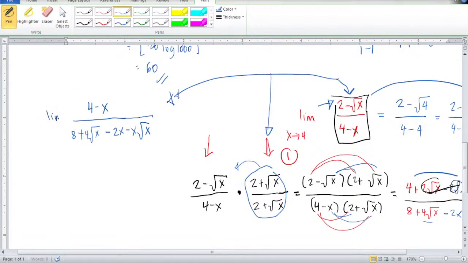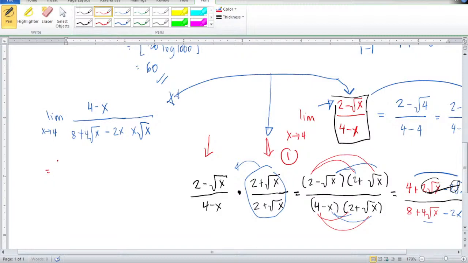So, the limit of this as x approaches 4. What are we going to do? We will simply put in the value of x. I'm sorry, we lost our writing. This is 4. Okay, so substituting.